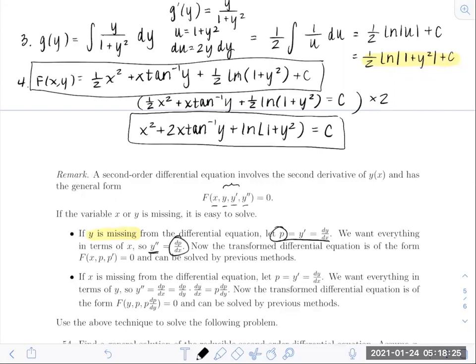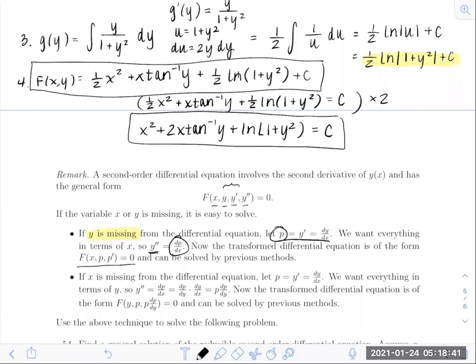Now what we're going to do is we're going to transform this differential equation by plugging in these values for y prime and y double prime, and we obtain a new differential equation that's strictly in terms of x, p, and p prime.